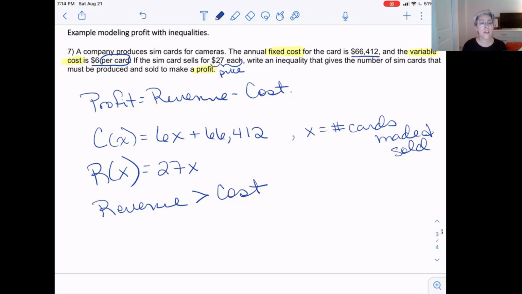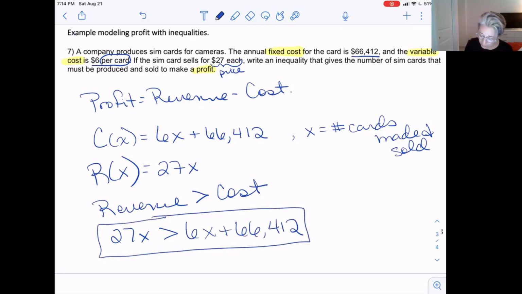You've broken even. So I would write 27x is greater than 6x plus 66,412. And notice they only asked for the inequality. They didn't ask us to solve it. I mean, they might, there could be like a part B later, but I didn't give you a part B.